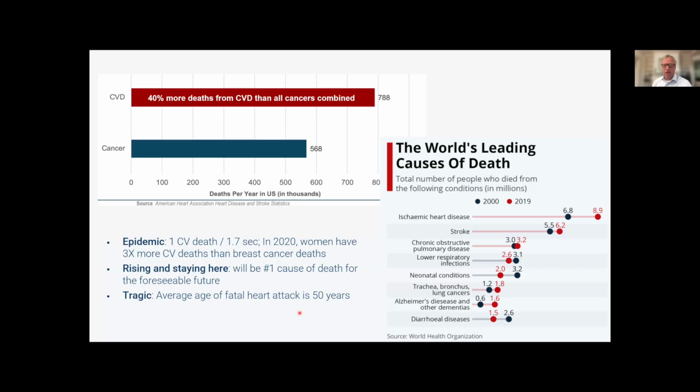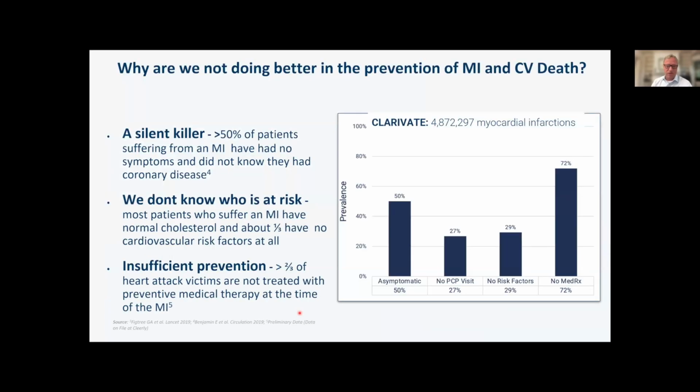And it is projected to remain the primary cause of death over the next decade. So when you look at that, it's really an epidemic. Cardiovascular death occurs every 1.7 seconds. Women actually have 3 times more cardiovascular deaths than breast cancer. And the tragic aspect here is that the average age of a fatal heart attack is 50 years, a 50-year-old patient.